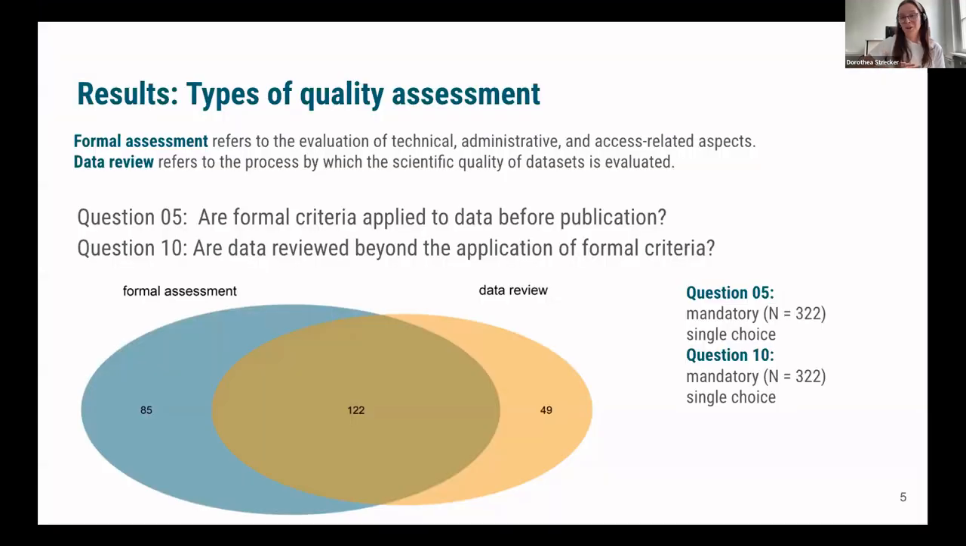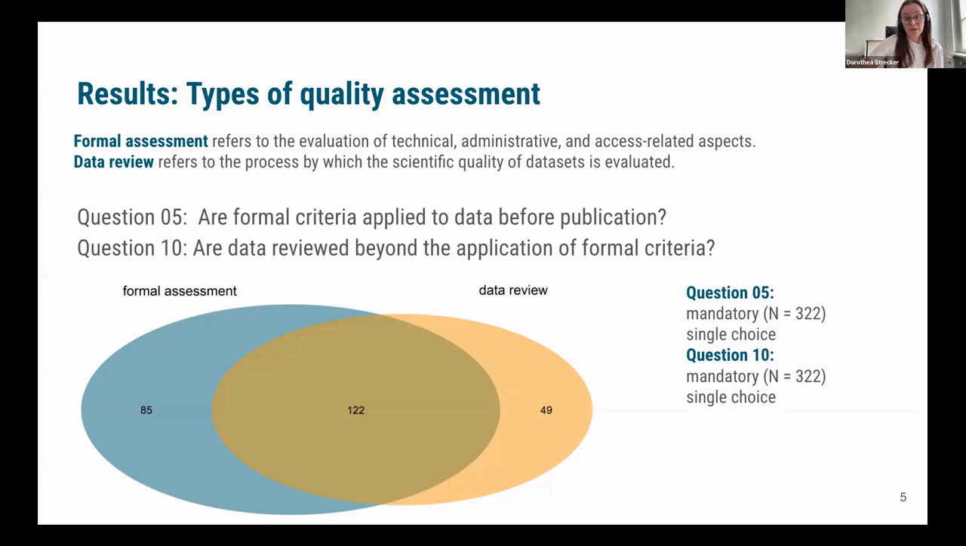I'm going to now move over to the results section. And I want to start by giving a distinction that also ties in with what Bob said just now. Generally in the literature, there is a distinction between the formal assessment and review of data, where formal assessment generally refers to technical, administrative, and access-related aspects, whereas data review refers to ensuring the scientific quality of data sets. So typically there is this distinction made.